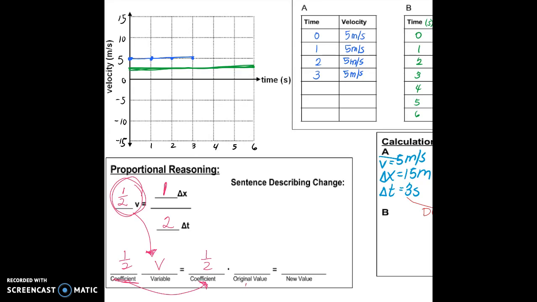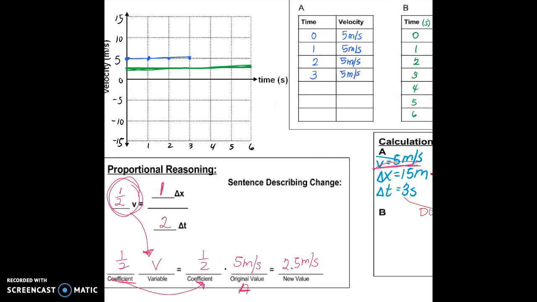The original value, the A value of our velocity, is 5 meters per second. So our new value is going to be 1/2 times 5 meters per second, which is 2.5 meters per second. And now a sentence that is describing this change, keeping the same distance.